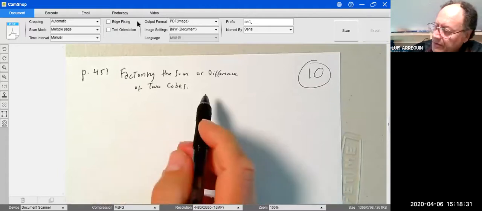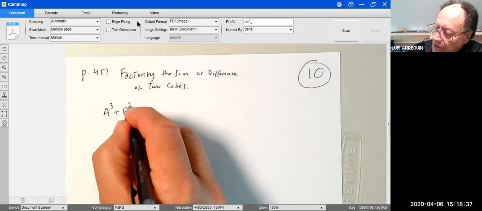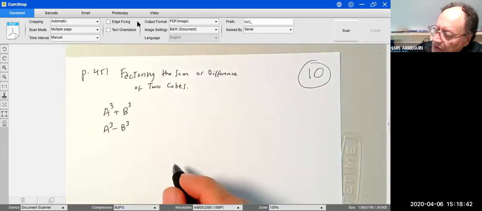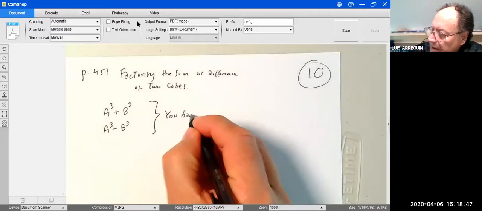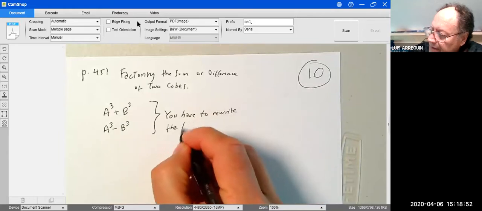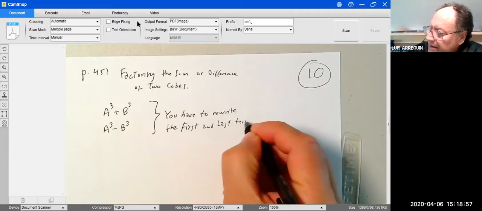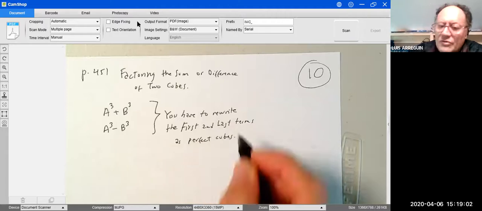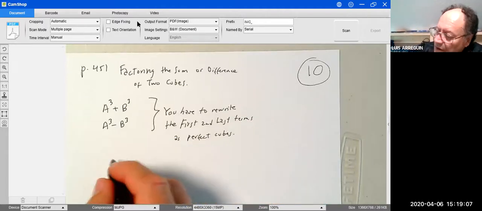So when you have the sum or the difference of two cubes, A cubed plus B cubed, or A cubed minus B cubed, the way to solve this problem is that you have to rewrite the first and last terms as perfect cubes this time, not perfect squares, perfect cubes, and then you use the formula.